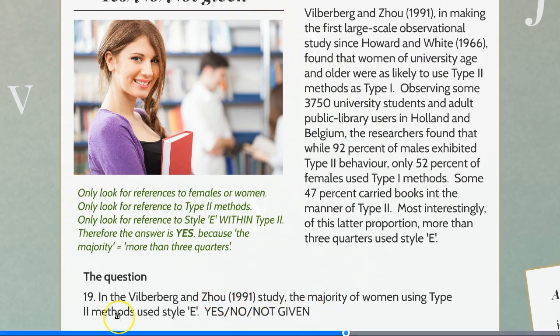Do many women use type 2? Yes, it's 47%. It's a small majority use type 1, but still many use type 2. So do the majority of type 2 women use style E? Yes, more than 3/4. So the answer is yes.